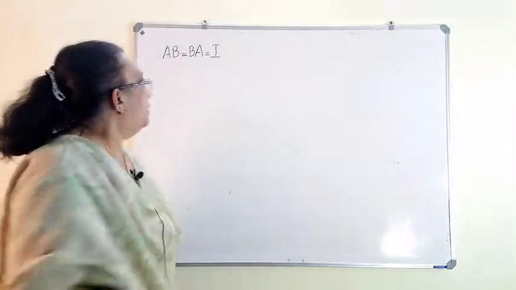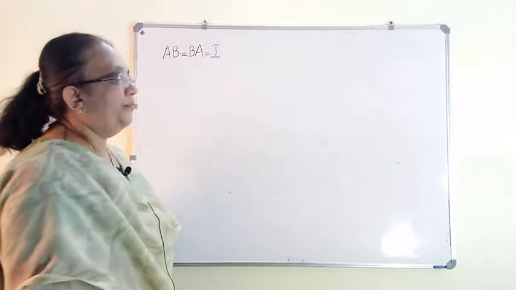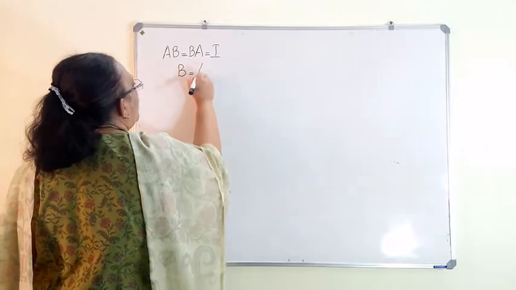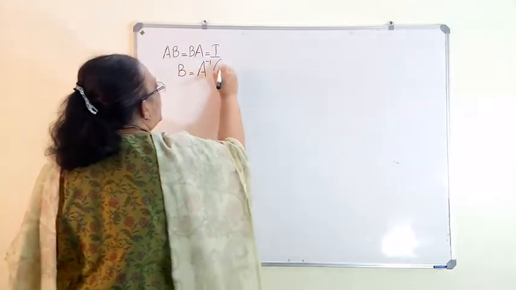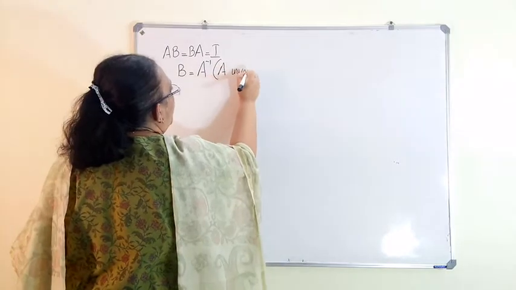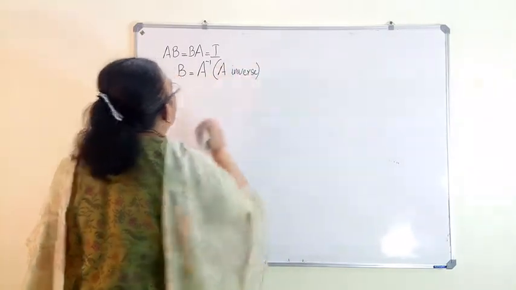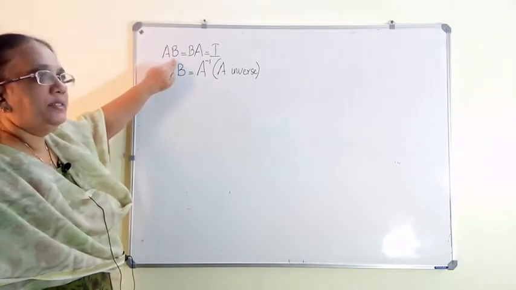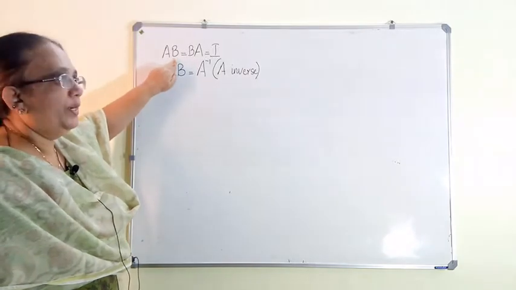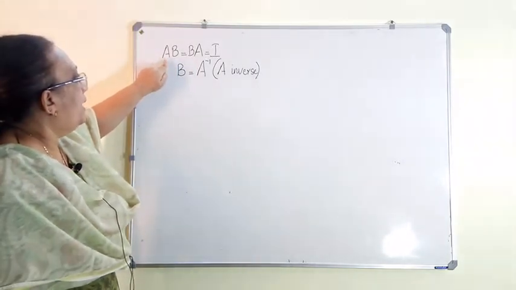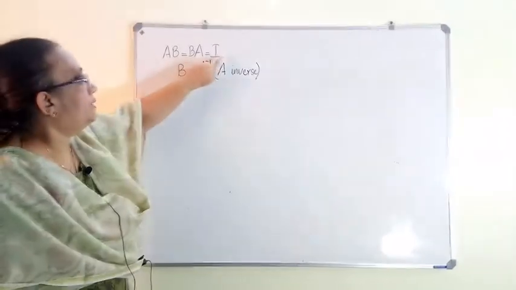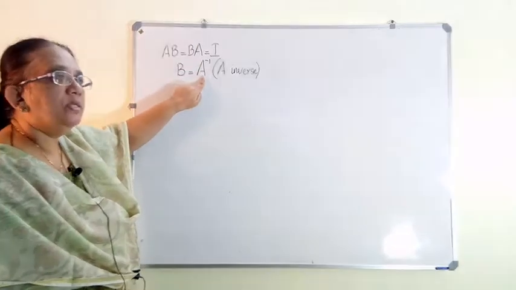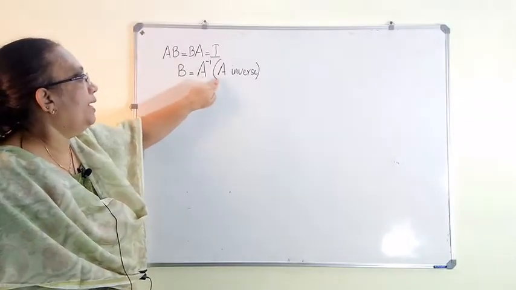Then in that case, B is said to be the inverse of A, and it is denoted by B is equal to A inverse, read as A inverse. So, if there is a square matrix A of order M, there exists another matrix B of the same order, then the property says that AB is equal to BA is equal to the identity matrix. In that case, B is said to be the inverse of the matrix A, and it is denoted by A inverse.